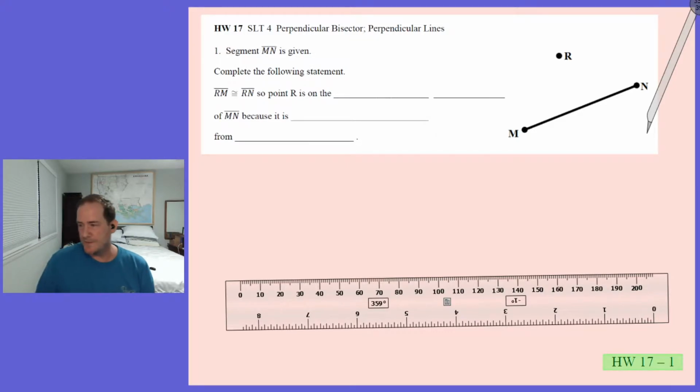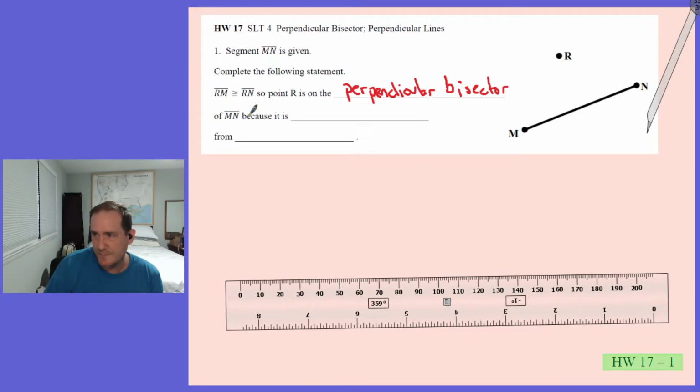Okay, so in this homework we're going to be talking about perpendicular bisectors and other perpendicular lines. Looking at number 1, it says segment MN is given. We see it here. And it says complete the following statement. RM is congruent to RN. So that means point R must be on the perpendicular bisector of MN because it is equidistant from the endpoints.